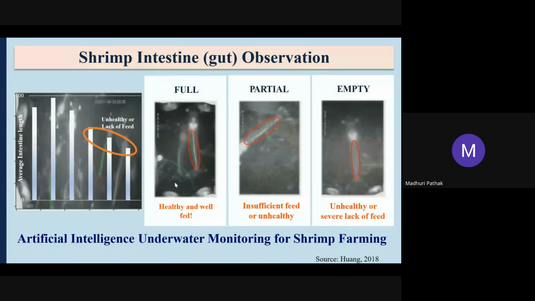Shrimp intestine observation. Suppose the average intestine length is given, but if the shrimp is unhealthy or there is lack of feed, then you can measure the intestine length, whether they are fully healthy and well fed, or partially fed and insufficient, or unhealthy. If it is empty, that means the shrimp is not eating the feed at all. That means some issue is there in the water or with the shrimp, so unhealthy or severe lack of feed. This is artificial intelligence underwater monitoring for shrimp farming.